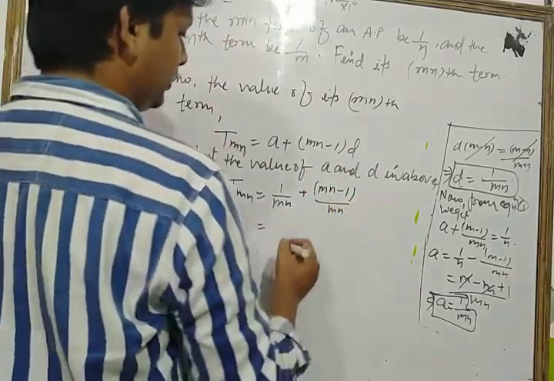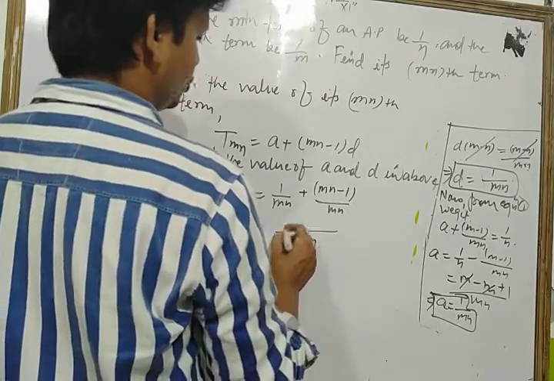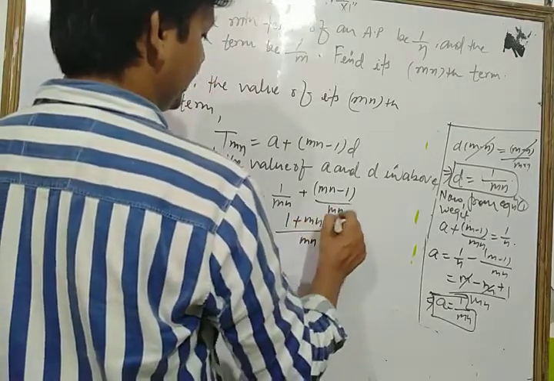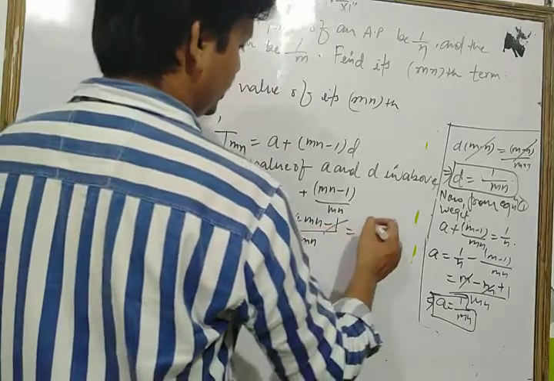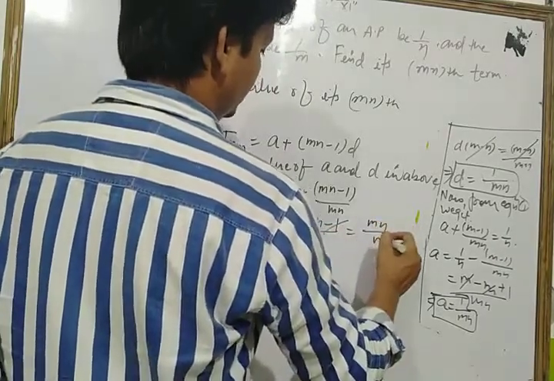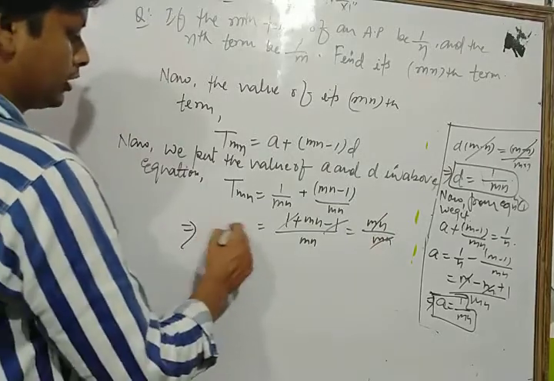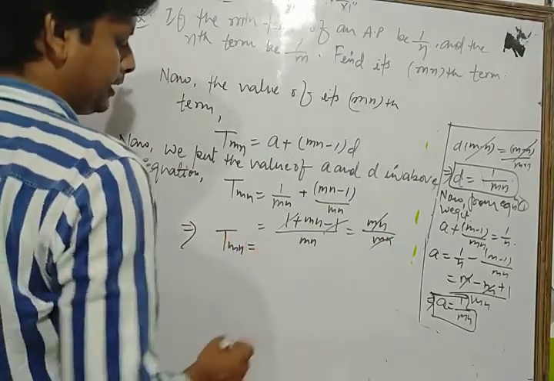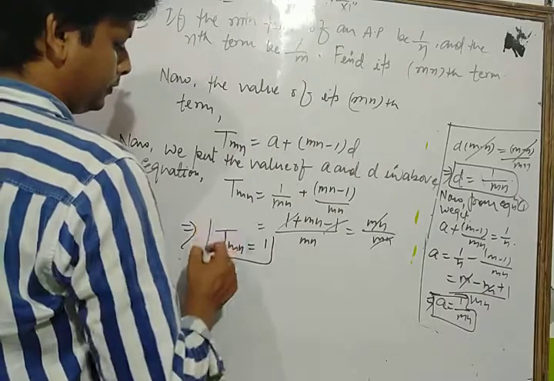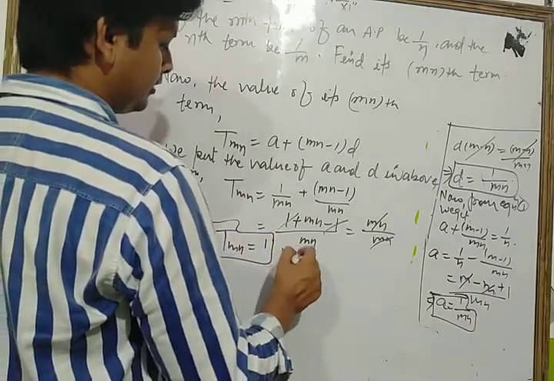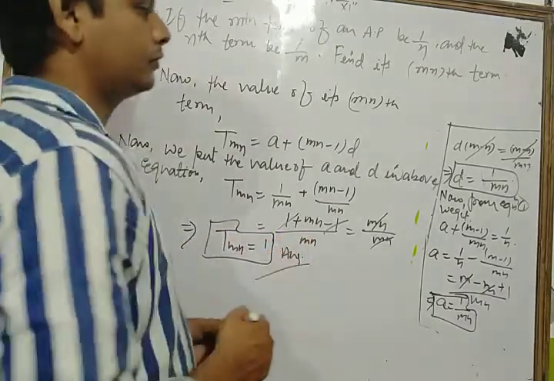Now we take mn as LCM, so we have 1 plus mn minus 1. The 1s cancel each other, so mn upon mn. So these terms also cancel each other. So in this way, the value of its mnth term is 1. So our answer is 1.